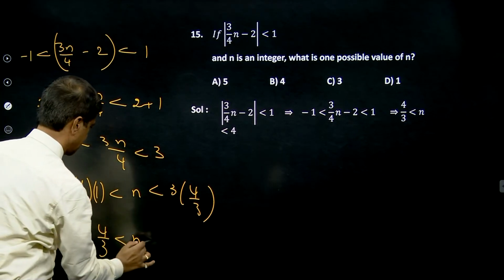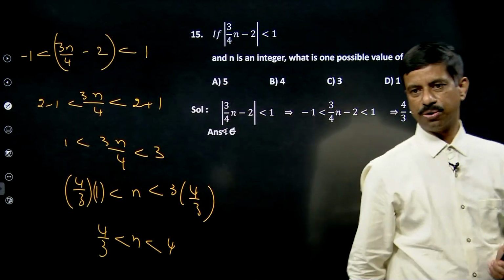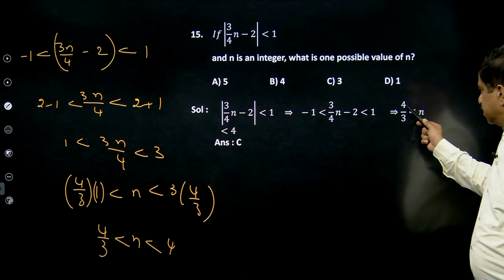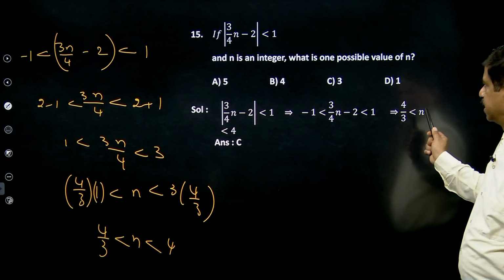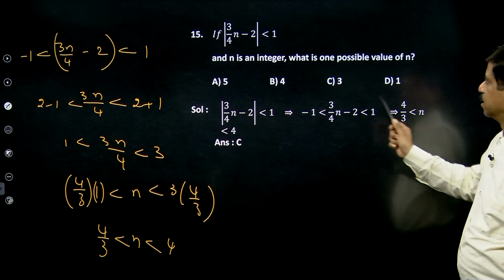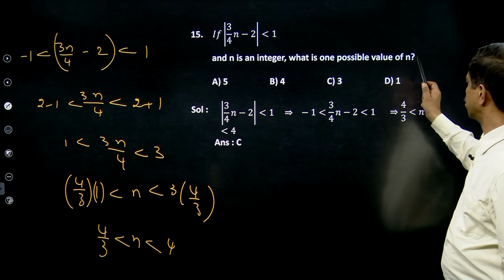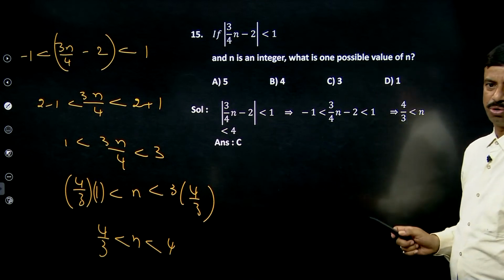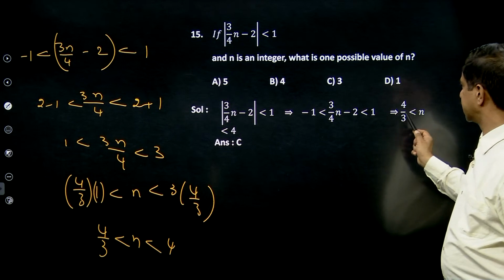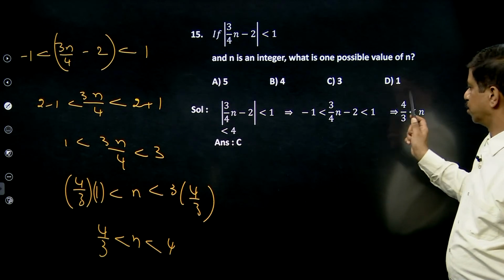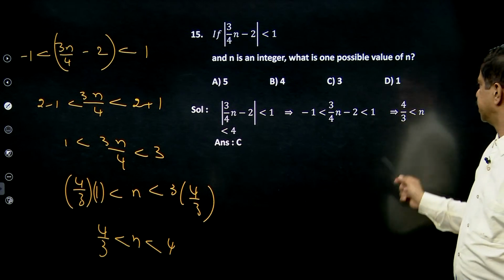Four by 3 is less than n is less than 4. Now look at this, 4 by 3 is less than n. What is it that he said? n is an integer. What is the possible value of n? So n is greater than 4 by 3, and it should be an integer.